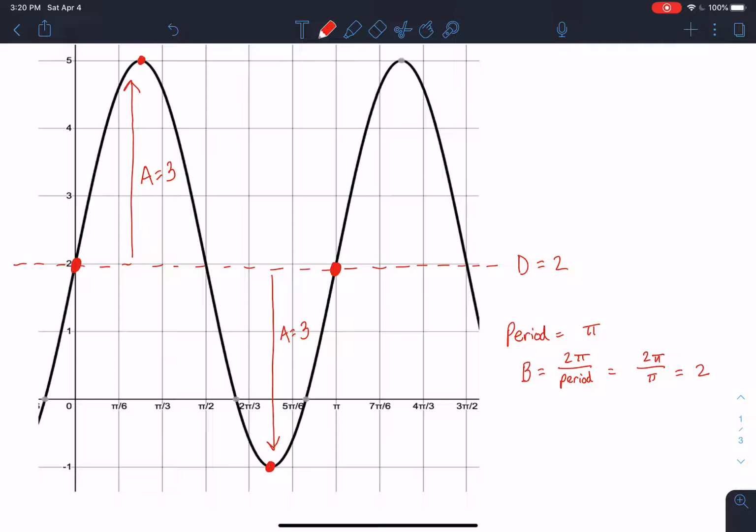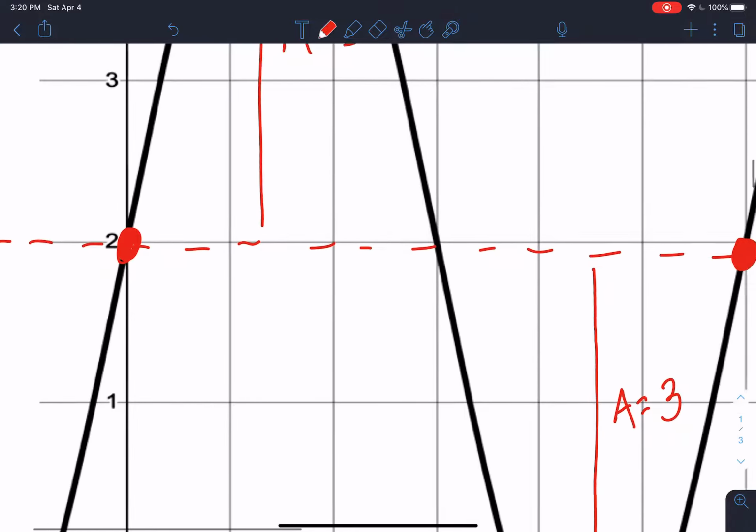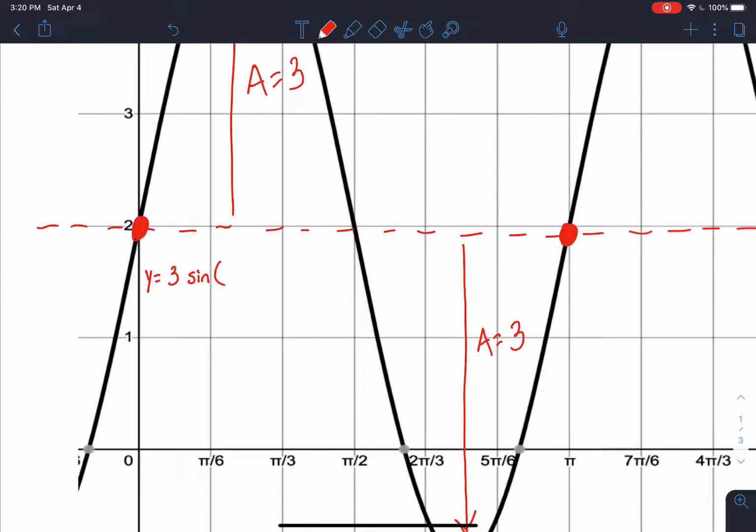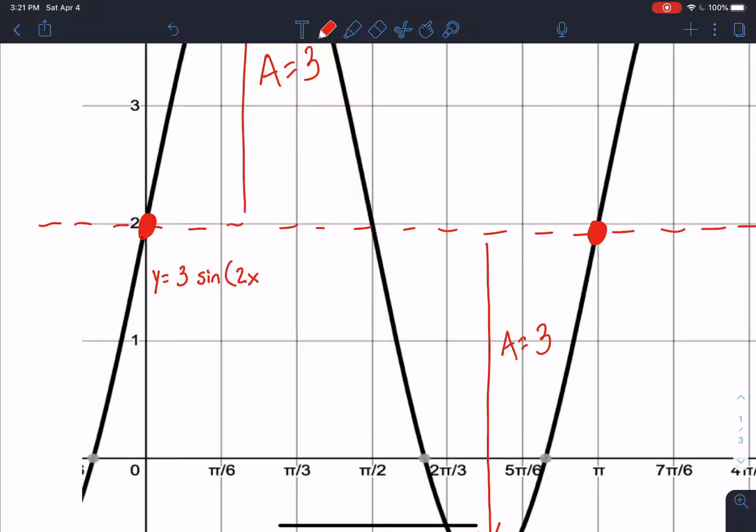So what I'm going to do is use this first point to write my equation. So I have y equals, my amplitude was 3, sine of, we said the b term was 2, so I should just have 2x inside the parentheses. There's no shift because I'm starting at x equals 0. So I can just leave it as 2x and then plus 2. So that is one example of a sine curve.